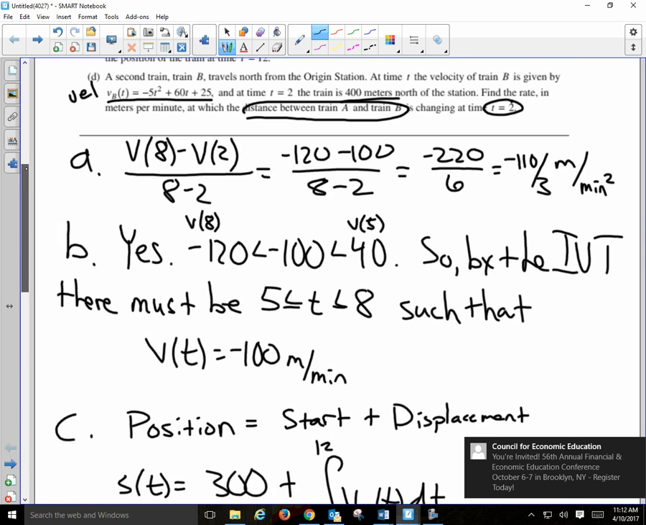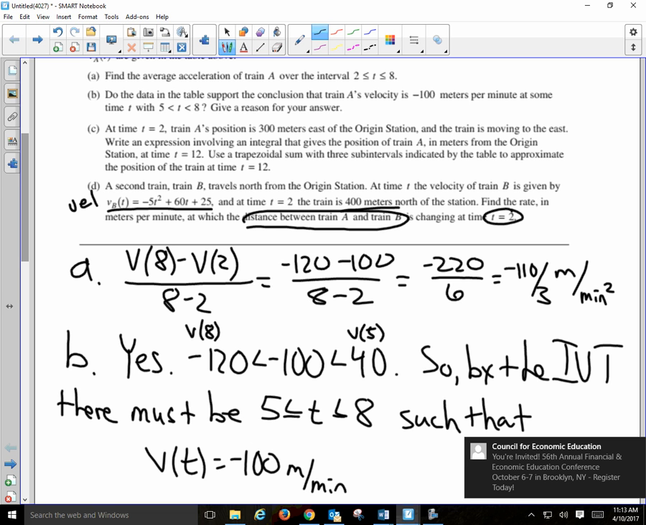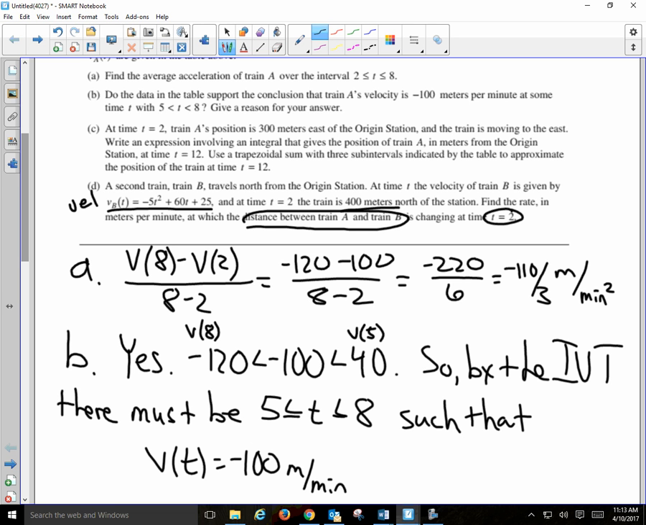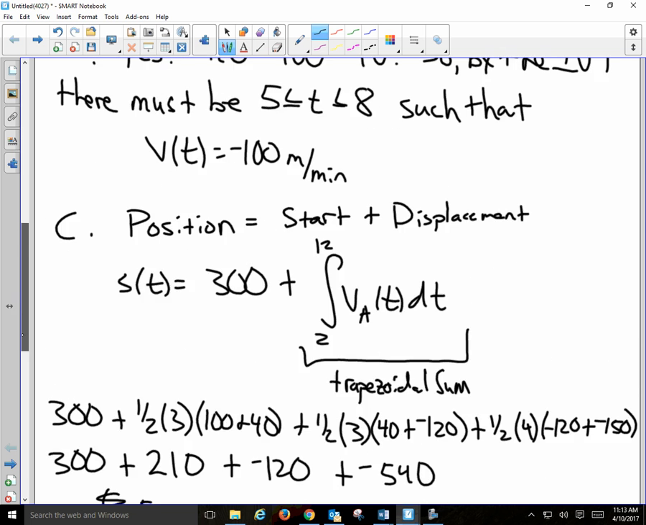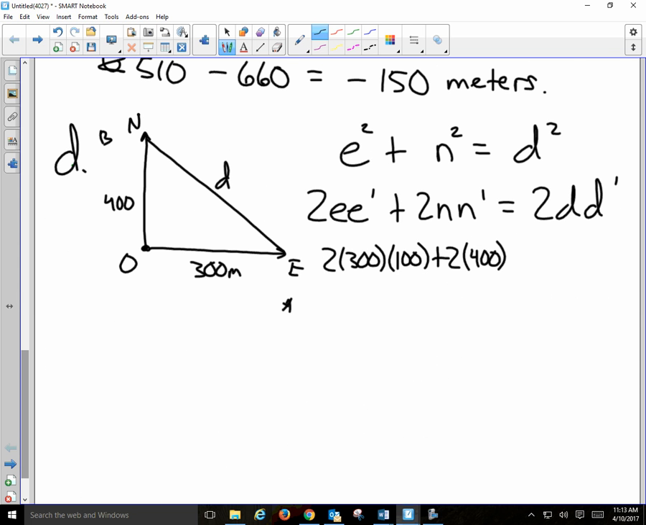Yeah, I'm given this formula here. It says the velocity is equal to -5t squared plus 60t plus 25. So if we plug in 2, that will tell us the rate. So 2 squared is 4 times -5 is -20. 2 times 60 is 120 plus 25. What do I get? Yep, 125. And then Caleb said that this is a special right triangle. It is a Pythagorean triple. So what's D? 500.